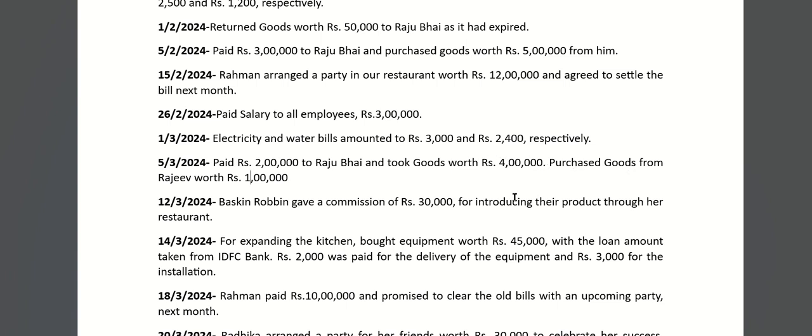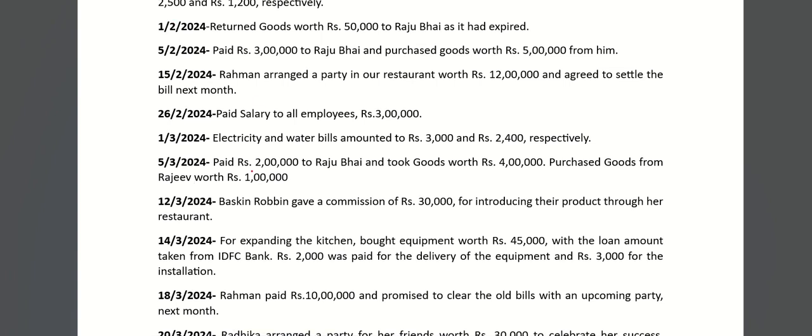And the purchase of goods from Rajiv worth rupees 1 lakh. So we have a new creditor too. Since the name of the person who supplied is written, we can understand that this person has given us credit. We need to remember him, so the name is mentioned. So what happened? We did three things on the same day. What were the three things?